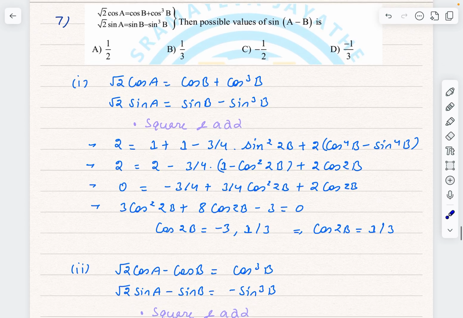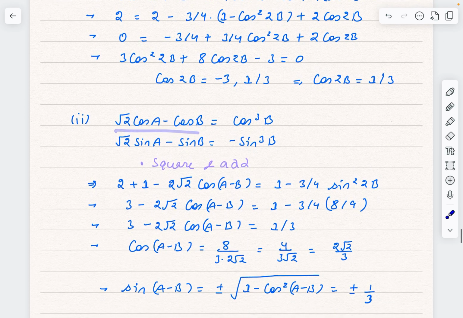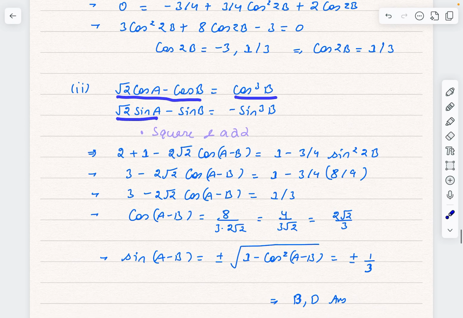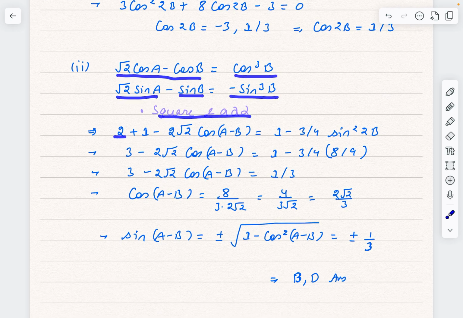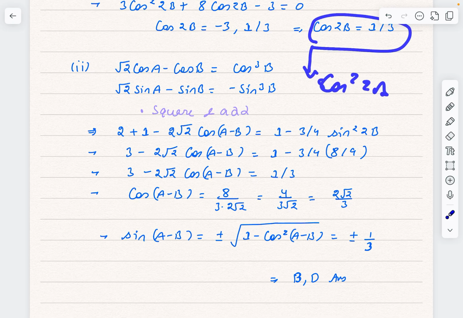Next, same thing now, just take cos B this side, sin B this side. We get root 2 cos A minus cos B is cos cube B, root 2 sin A minus sin B is minus sin cube B, square and add. We get 2 plus 1 minus 2 square root 2 cos(A minus B). On the right side will again be 1 minus 3 by 4 sin square 2B. We have the value of cos 2B, from where you can find the value of cos square 2B. It will be 1 over 9. Then sin square 2B will just be 1 minus that, so 8 by 9.